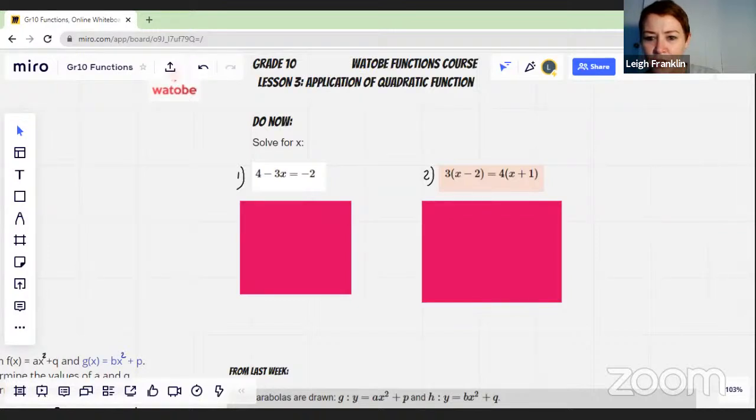Okay, so get started on the do now, and then I hope you've also got your book with you and your calculator and something to write with as well. Right, so these you should find really easy, just solving for X. Anyway, I hope so.